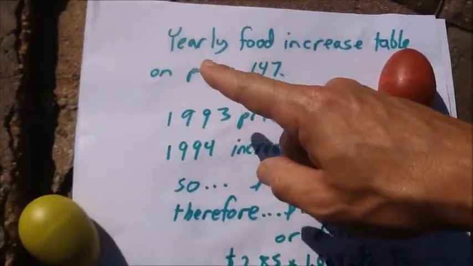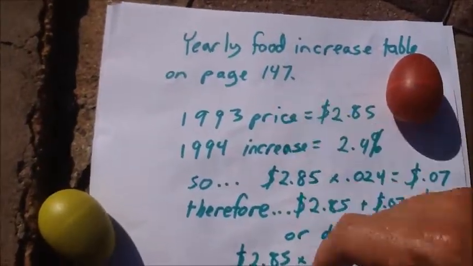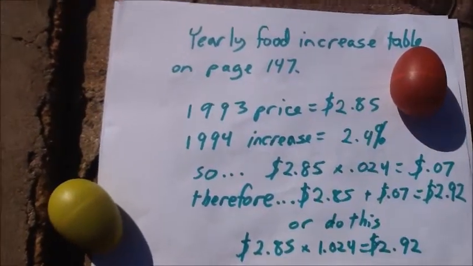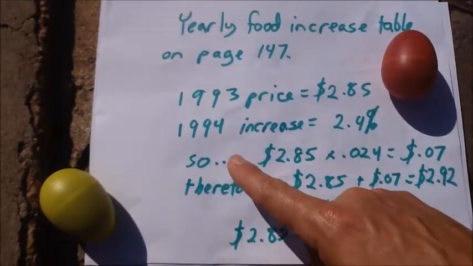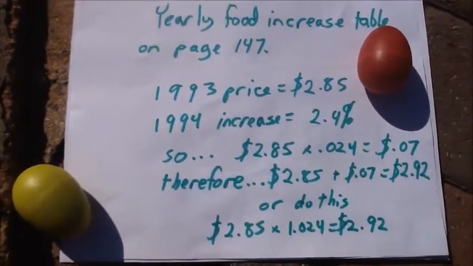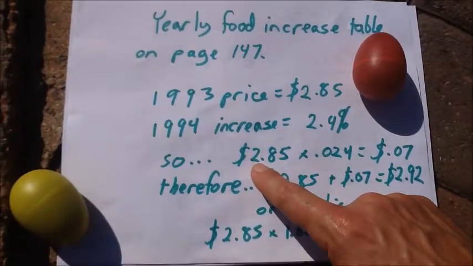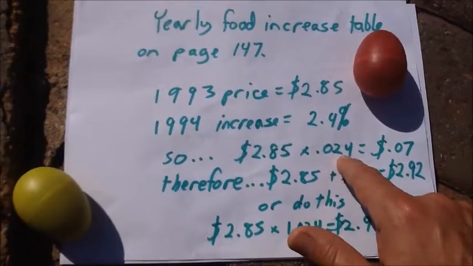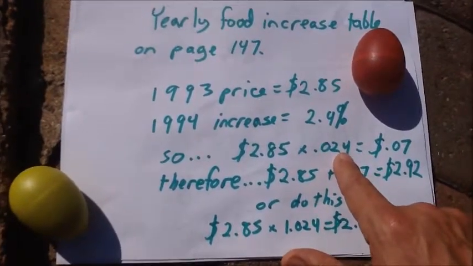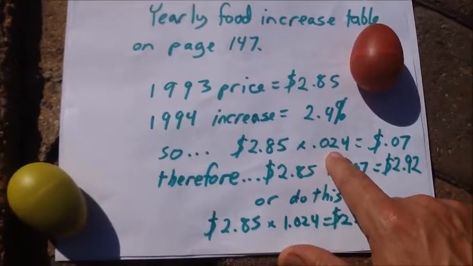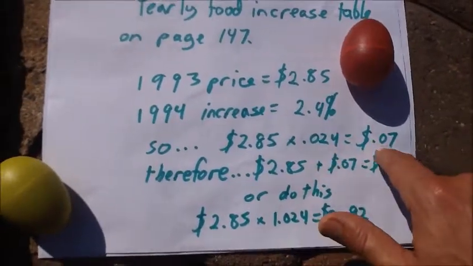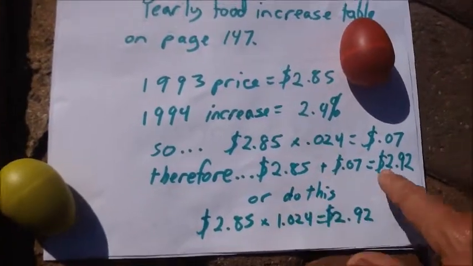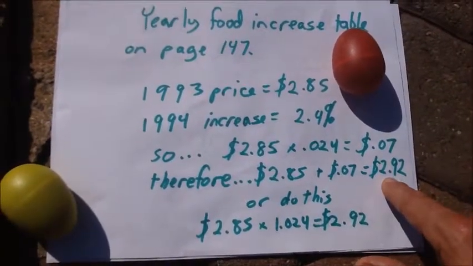All right, so we see the yearly food increase table on page 147, and hypothetically our price is $2.85 for the coffee, and then in 1994 we saw an increase of 2.4%, which, multiplying 2.85 times 0.024, because it's 2.4, so it always ends up a digit over, so that's 2.4%, or 0.024, and that gives us a difference of 7 cents. So we add that 7 cents to the original price, and we end up with $2.92.